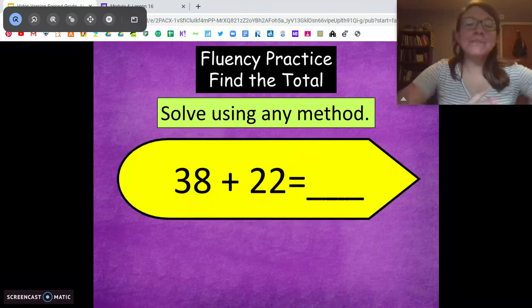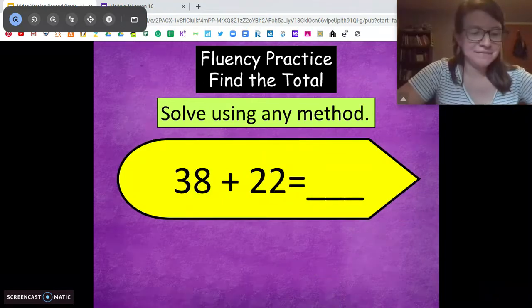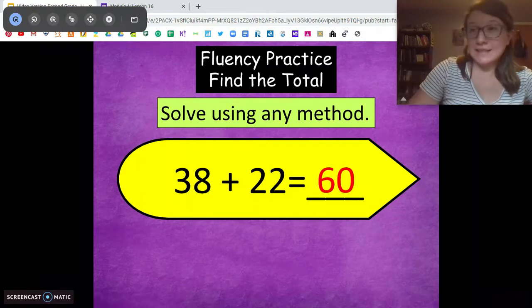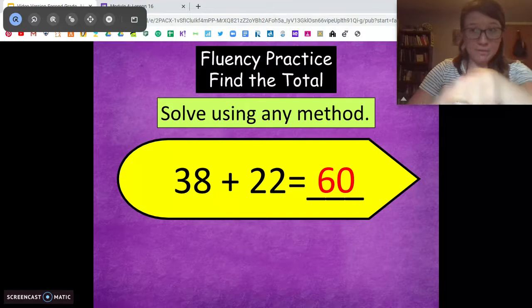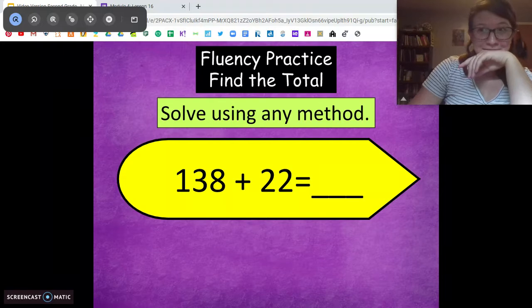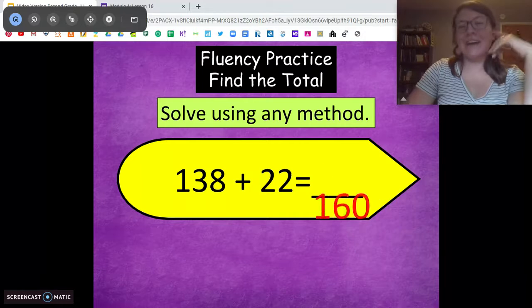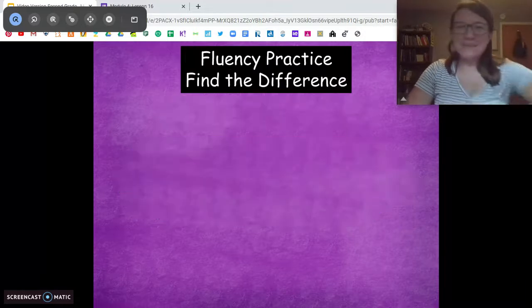Let's try another one. 38 plus 22. Pause and solve. Good. You should have gotten 60. Keep this answer in your head, and solve the next problem. Pause and solve. This problem is just 100 more, so you should have gotten 160. Awesome job. Okay.